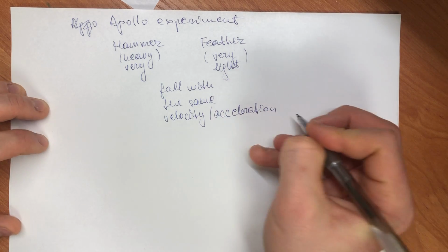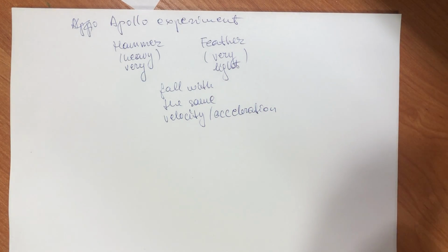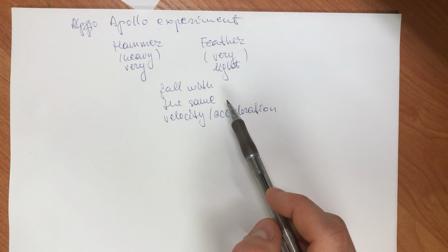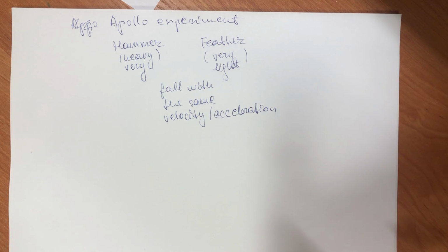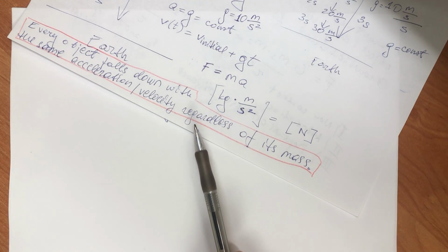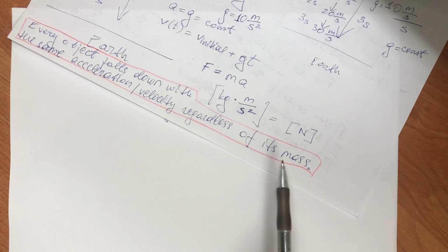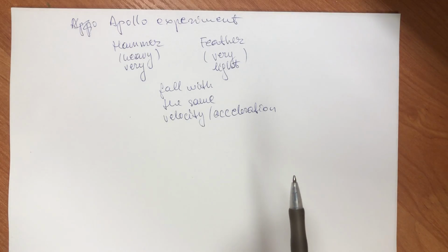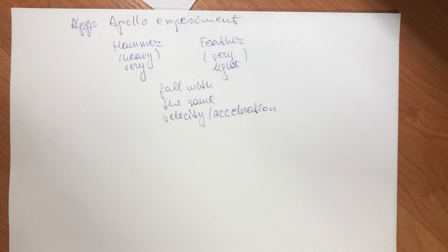So it's regardless of their mass. On the moon there is no atmosphere, so there is no friction. If friction is neglected, then you can see what Galileo said: acceleration and velocity don't depend on mass. Force depends, but not acceleration.